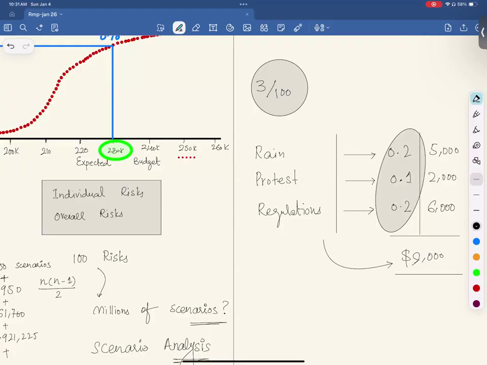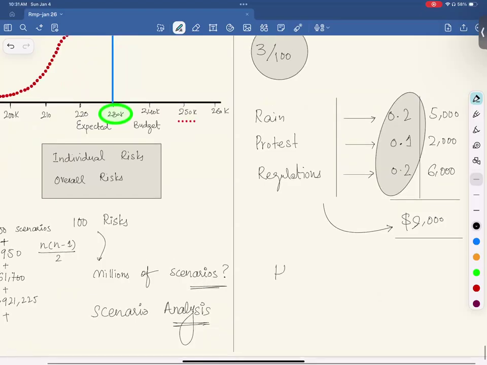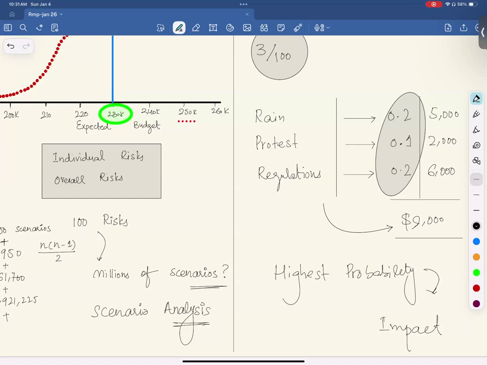Similarly, all scenarios are analyzed, and the scenario with highest probability will be considered, and whatever impact would be, that impact is added in your estimate. Umesh, you understand? Does it make sense?